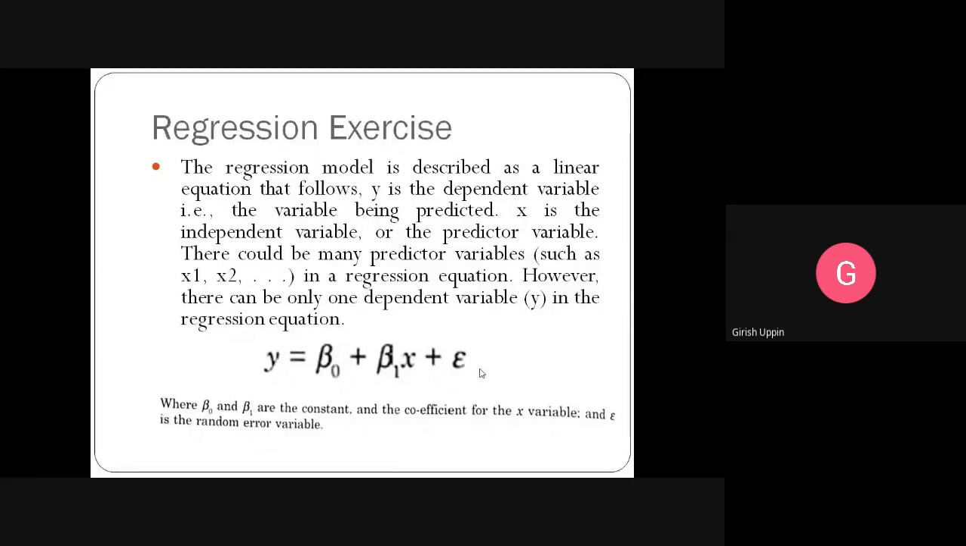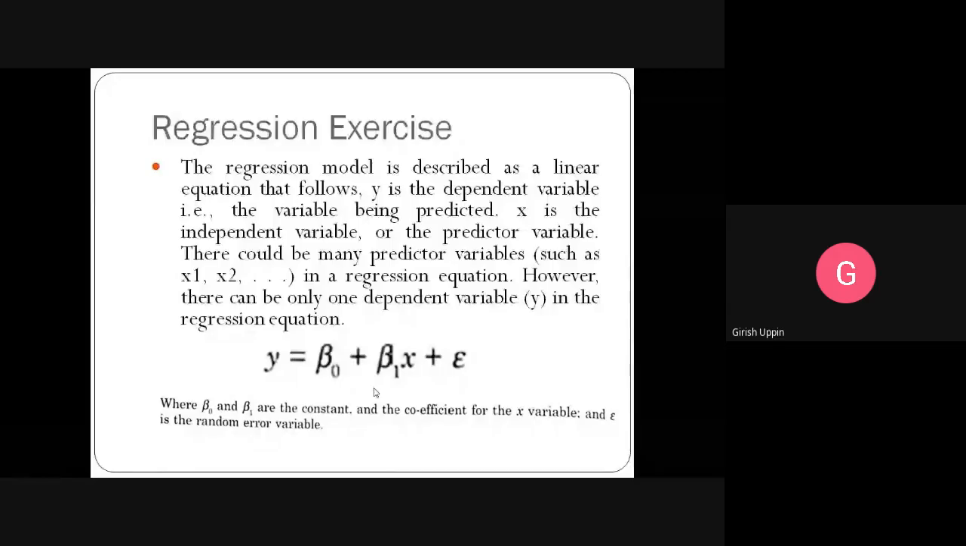In reality, in a realistic model, we will have n number of predictor variables. At that time the equation would be y is equal to beta naught plus beta 1 into x1 plus beta 2 into x2 plus beta 3 into x3 plus so on plus beta n into xn plus epsilon. So that is the equation where beta 1, beta 2, beta 3 are coefficients of x1, x2 and x3 and so on.